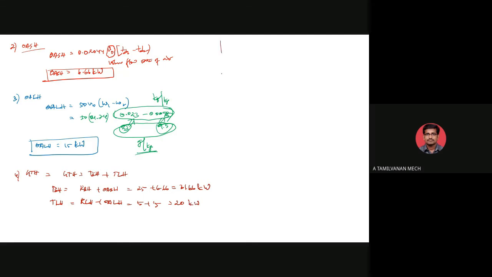In the fourth parameter you find the grand total heat. Otherwise, you can substitute with the help of a formula.